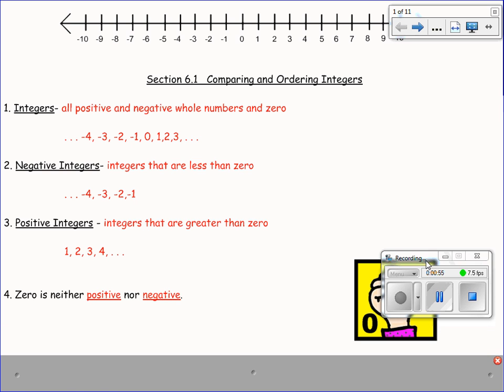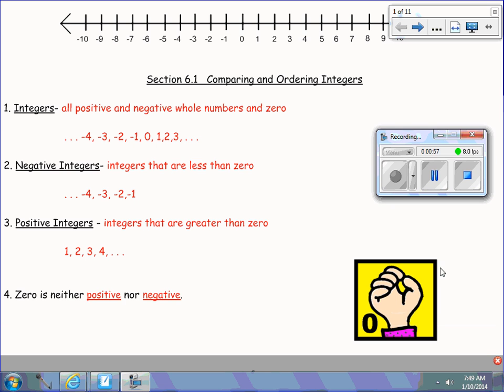Now, this is one thing you really need to file in your brain. Zero is considered neither positive nor negative. Zero is not a positive nor a negative integer.